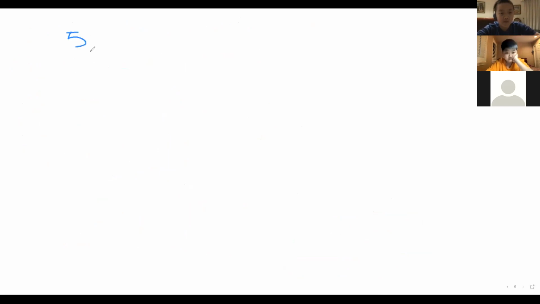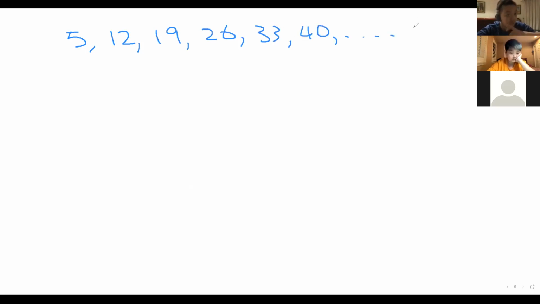For example, 5, 12, 19, 26, 33, 40, right? And you're asked, given this sequence of numbers, what is the expression that comes with this? So now you're given numbers, you have to find the expression. And whenever this is the case, you're always going to be given at least the first 3 or 4 numbers.